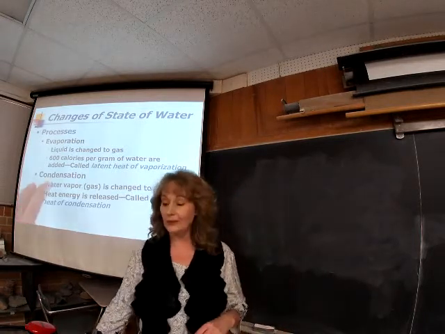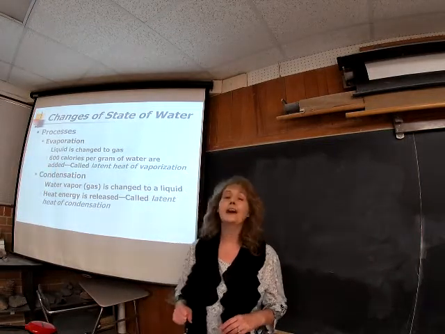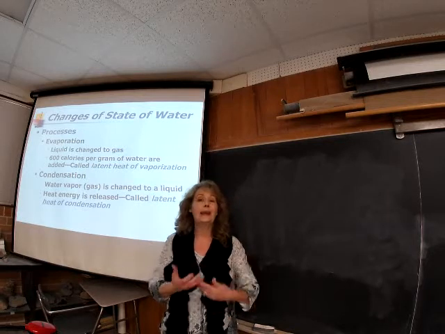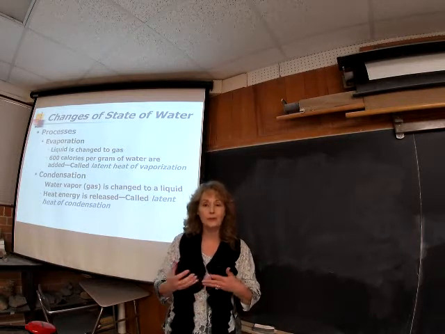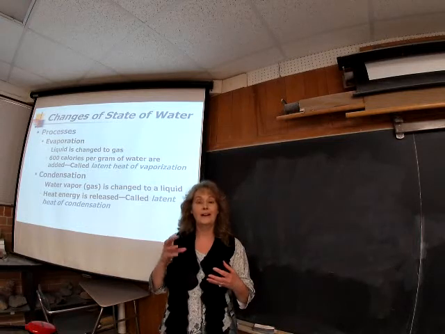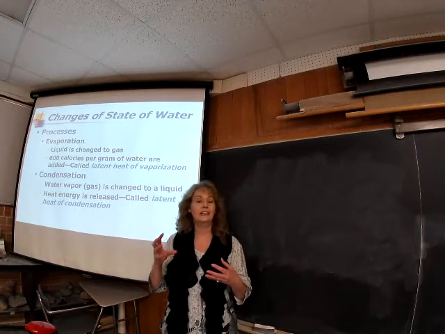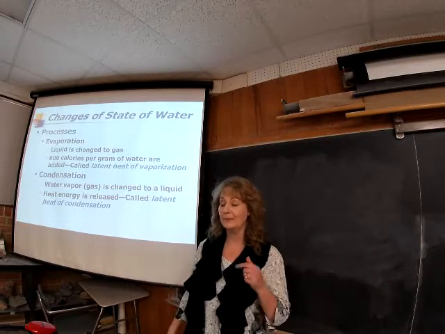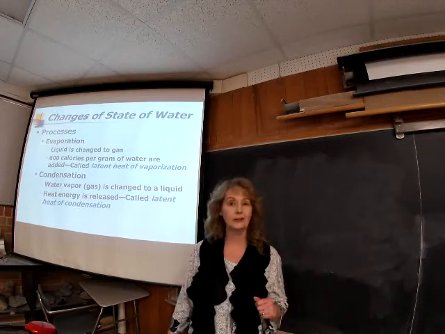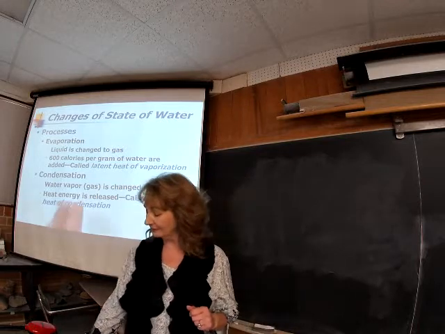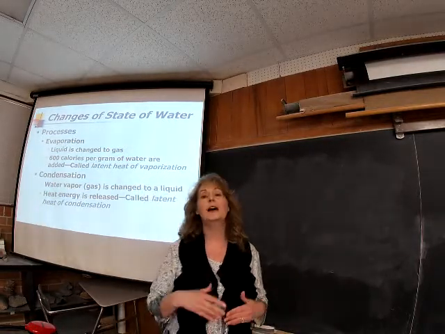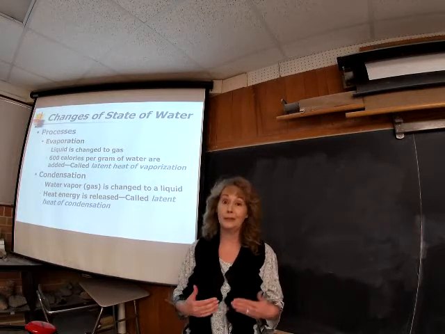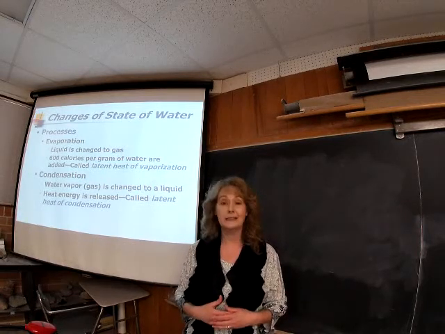For that, just to round the number off, we need 600 calories per gram of water to be added to the system. We're going to go from a liquid to that very high velocity gas molecule state. So we need to add some energy in, by the amount of 600 calories per gram of water. This is called the latent heat of vaporization. So evaporation, going to a vapor, we have to put in an input of heat energy.